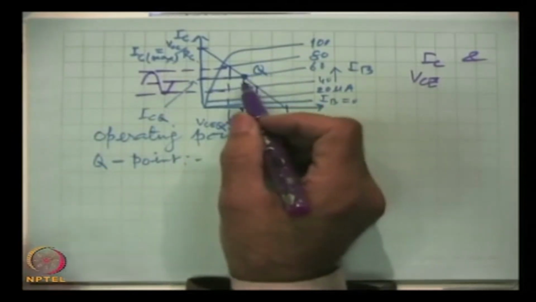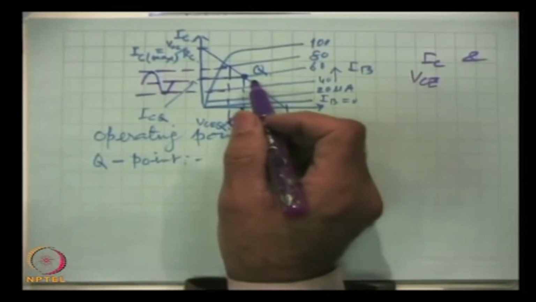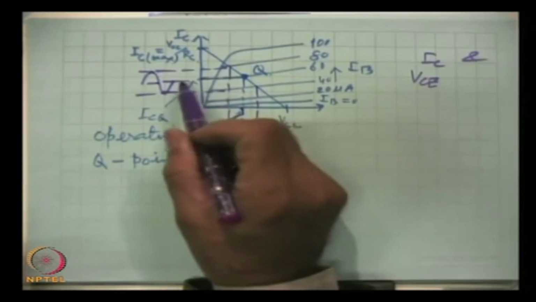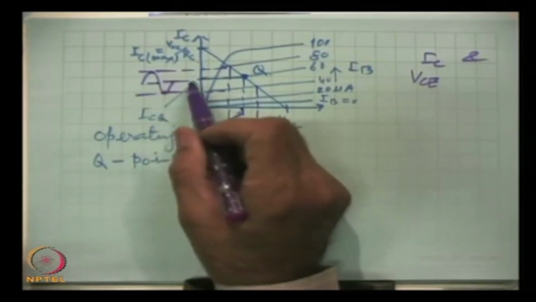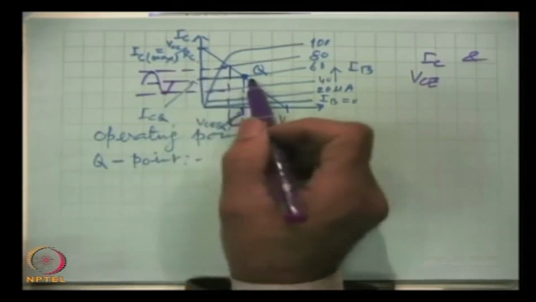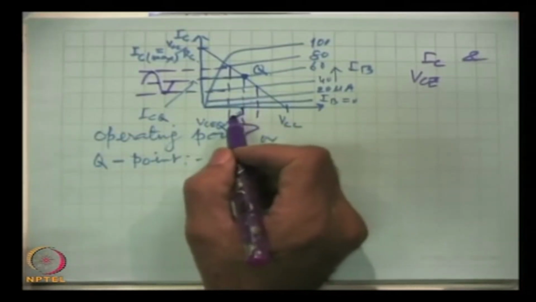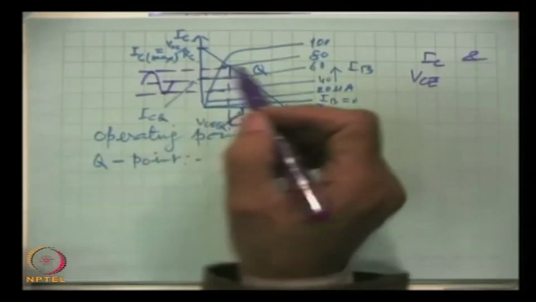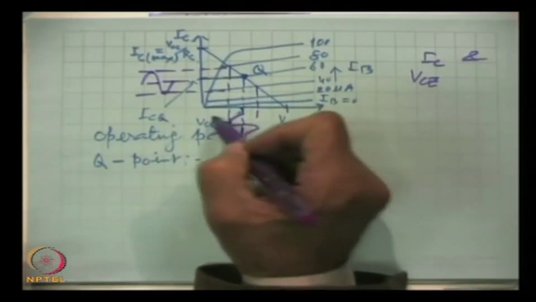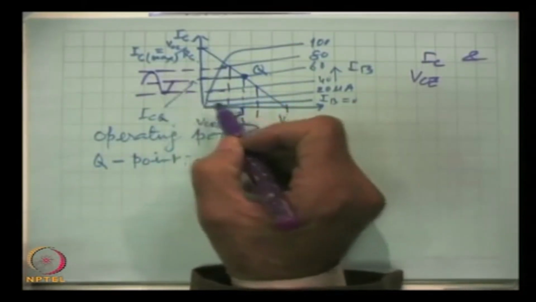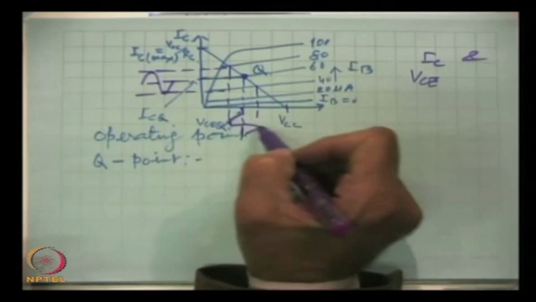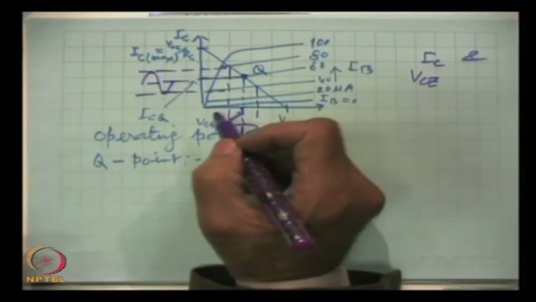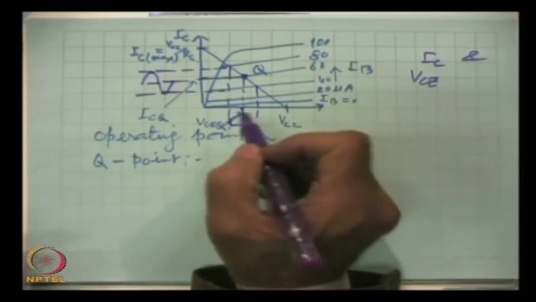So, I am sure now it is clear what the Q point is. Q point is choosing the appropriate values of the DC collector current in the circuit, and that will give a DC voltage drop VCEQ, and this voltage and this current will vary according to the input signal, and for simplicity we take that the AC signal is sinusoidal in nature.